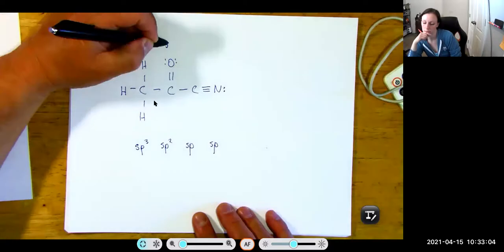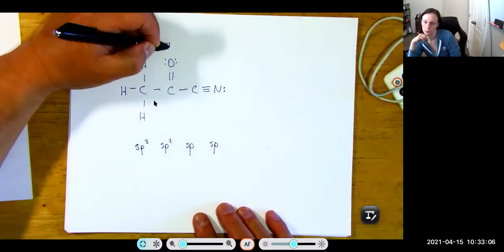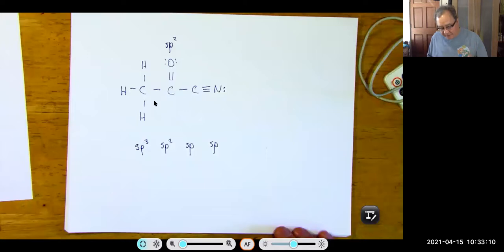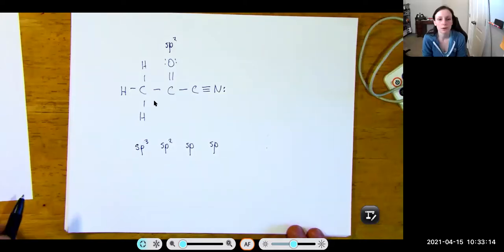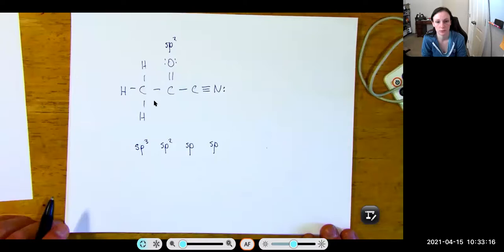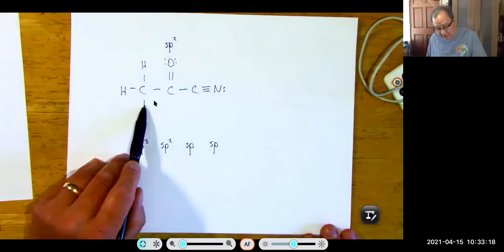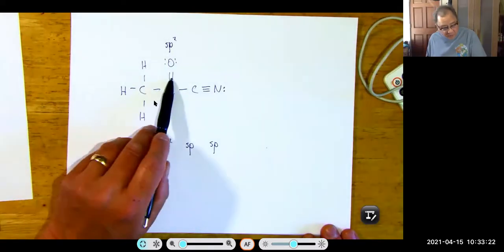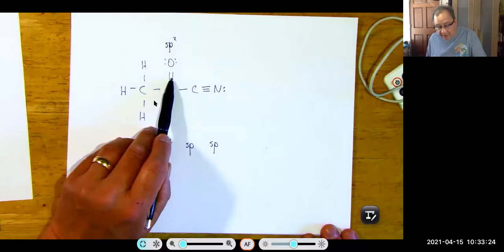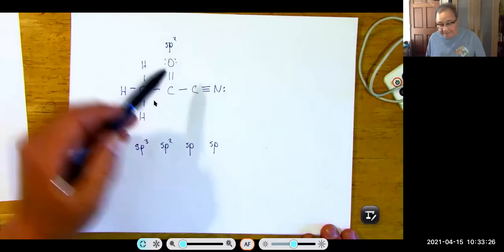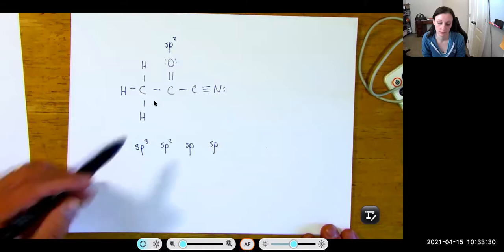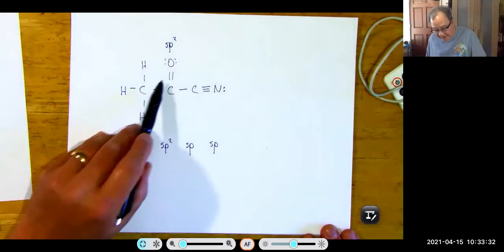Trigonal, so sp2. How many sigma bonds total? 1, 2, 3, 4, 5. Because we saw in the previous example that when you have a double bond, one's a sigma, one's a pi, right? Oh yeah. So 1, 2, 3, 4, 5, 6.